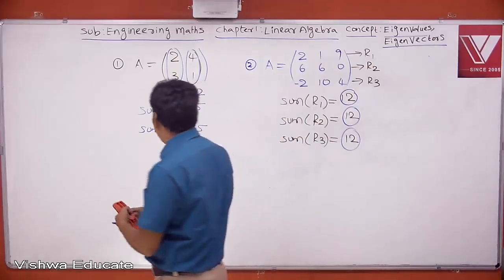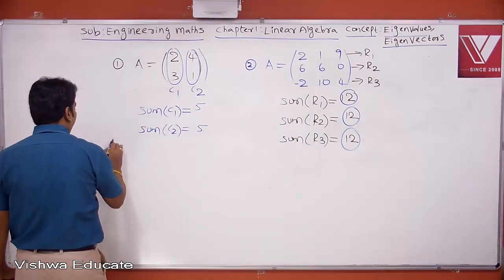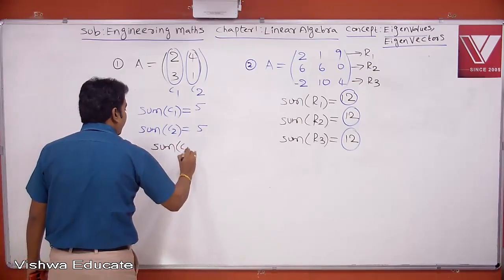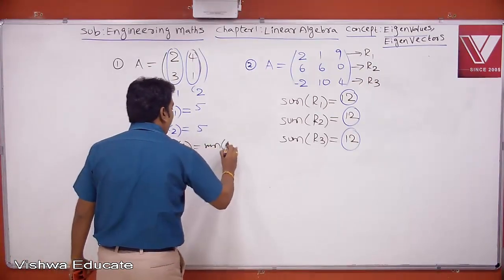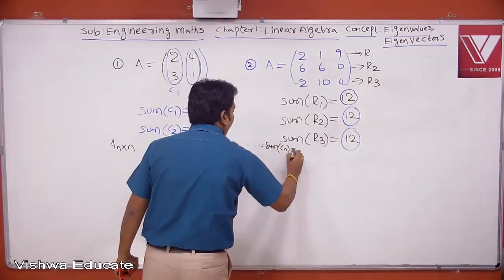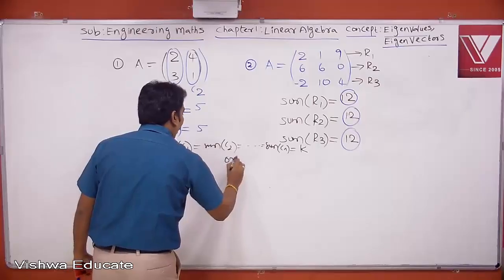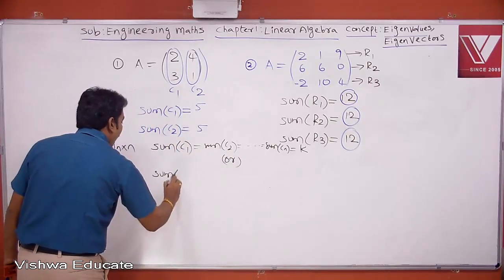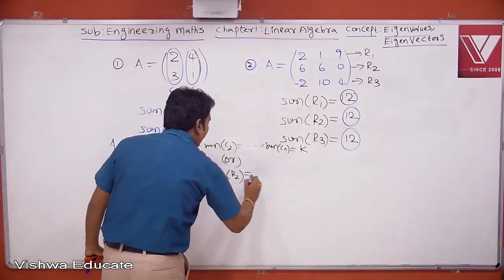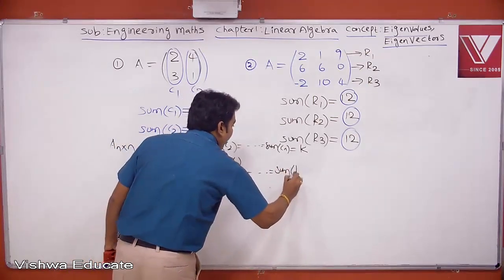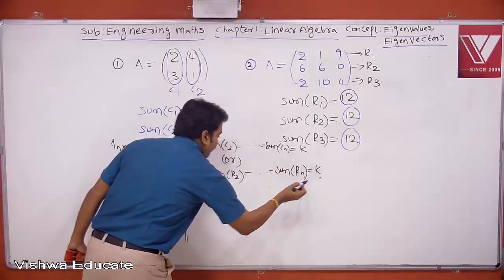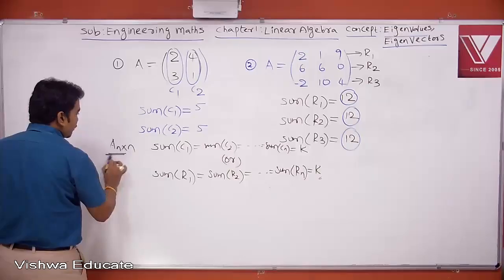Now let us generalize this point. Suppose A is an n cross n matrix such that sum of C1 equal to sum of C2 equal to and so on, sum of Cn equal to k, or sum of R1 equal to sum of R2 equal to and so on, sum of Rn equal to some constant k, then this constant k is one of the eigenvalues of this matrix A.